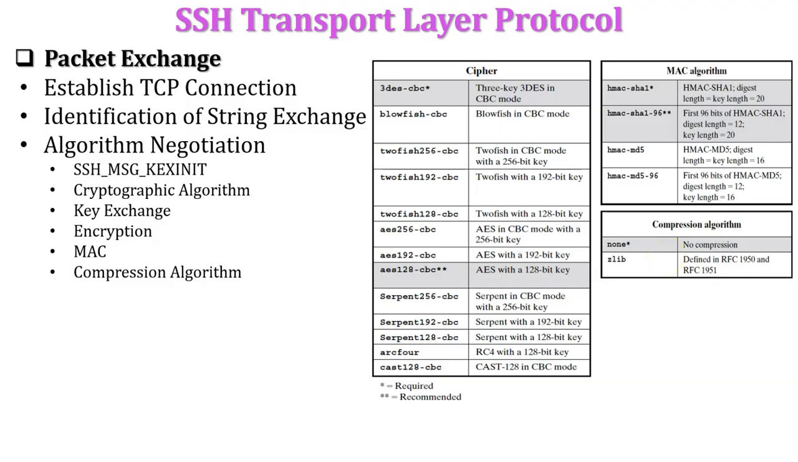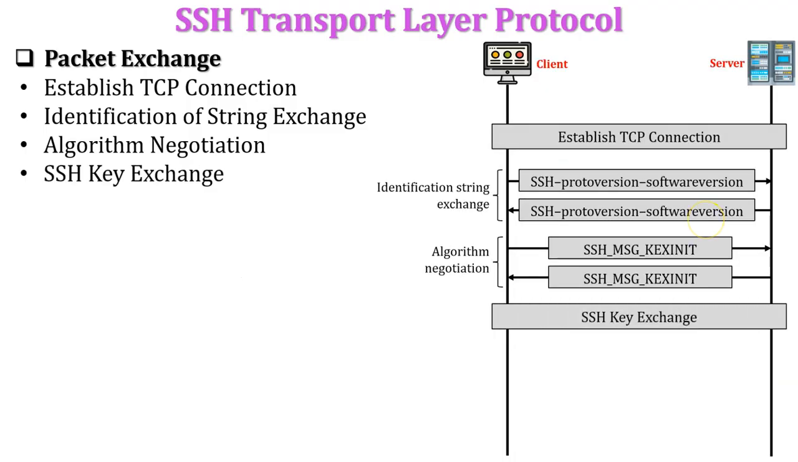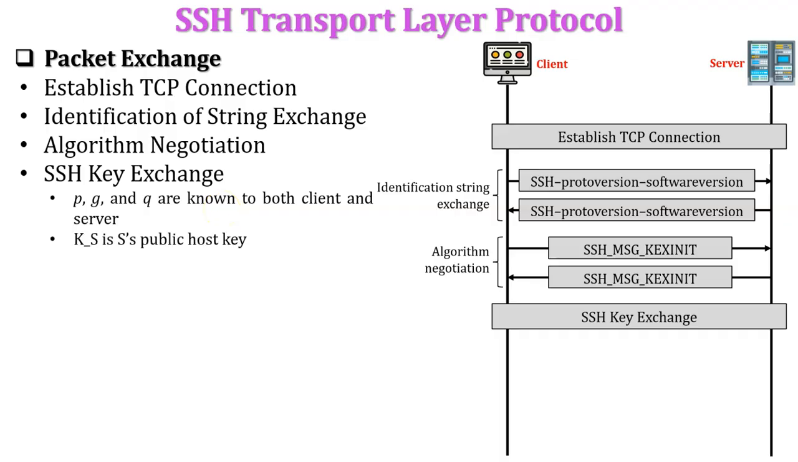The next step is SSH key exchange. Here the Diffie-Hellman algorithm is used for the key exchange. The following steps are involved in key exchange. First of all, the values P, G and Q are known to both client and server. These values are exchanged during the algorithm negotiation step. Here P means the large prime number, G indicates a generator for the subgroup, and Q is the order of the subgroup. The next value is K_S. It is the server's public host key which is shared with the client.